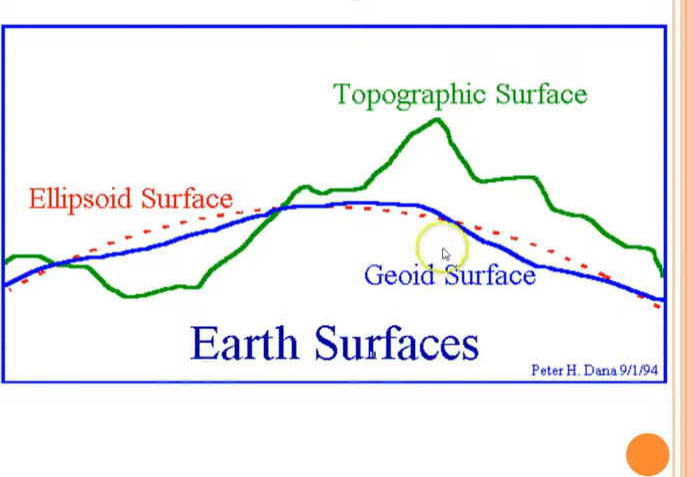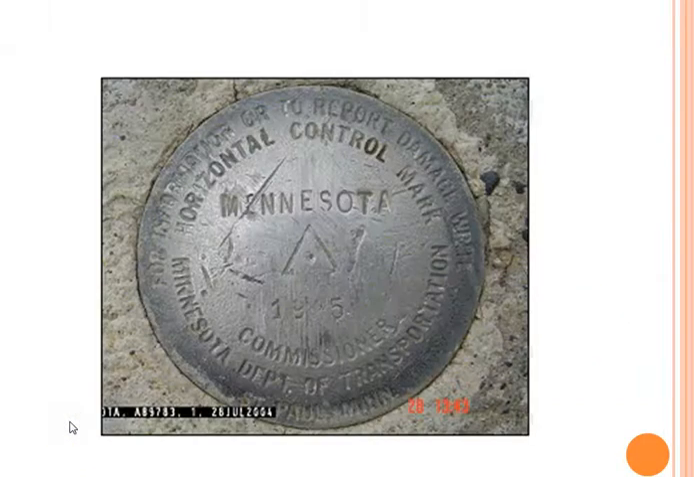And so here's a comparison. Here is the real Earth. The geoid has averaged the heights and the depths, and then the ellipsoid has smoothed all of that. So we've got three different examples of the surface.